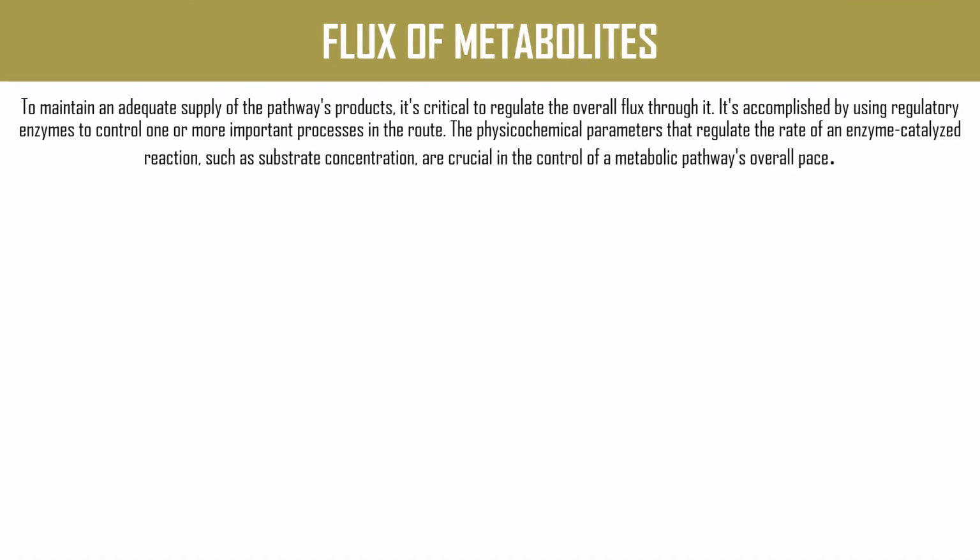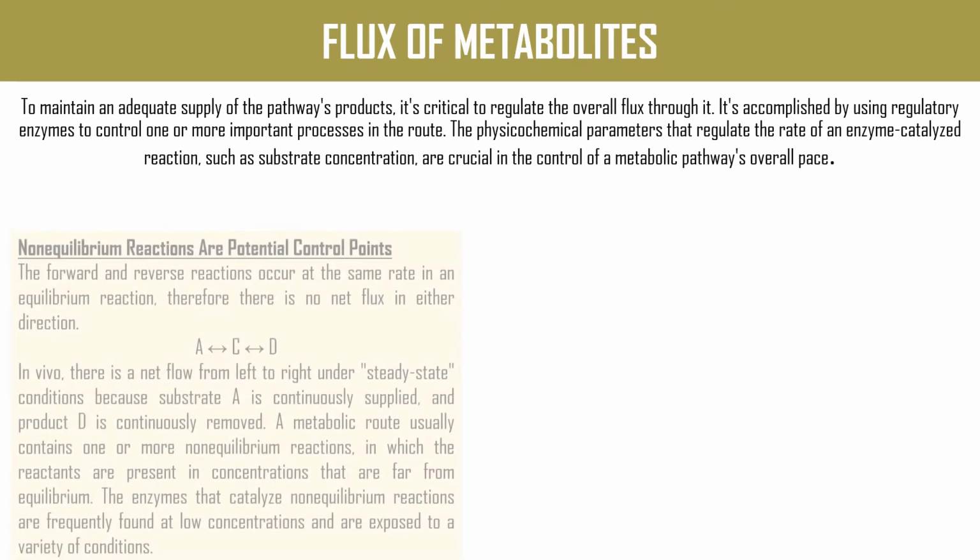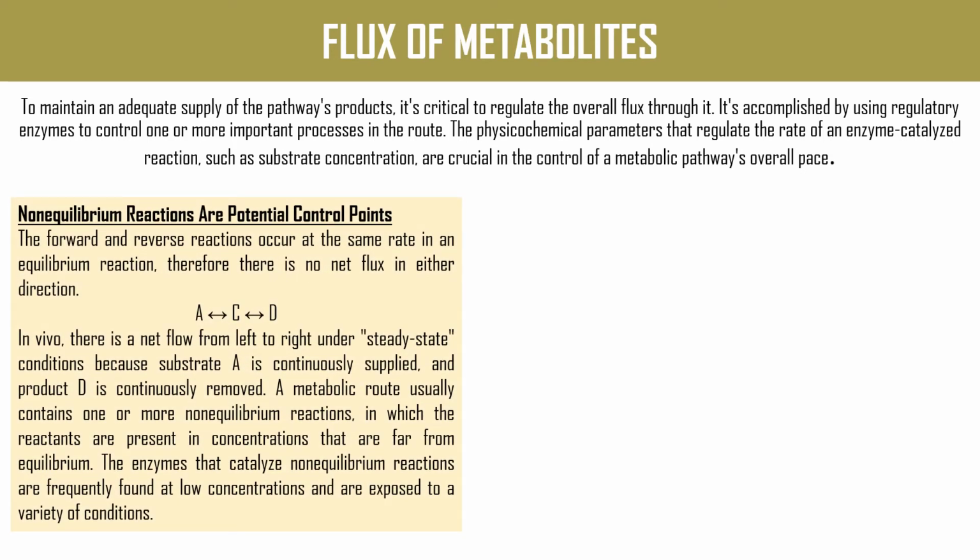Moving on to the flux of metabolites. To maintain an adequate supply of pathway product, it is critical to regulate the overall flux through it. It is accomplished by using regulatory enzymes to control one or more important processes in the route. The physiochemical parameters that regulate the rate of enzyme catalyzed reactions, such as substrate concentration, are crucial in control of the metabolic pathway's overall pace. Non-equilibrium reactions are the potential control points.